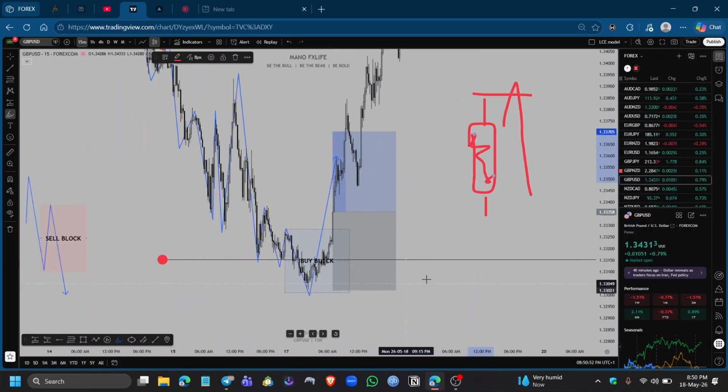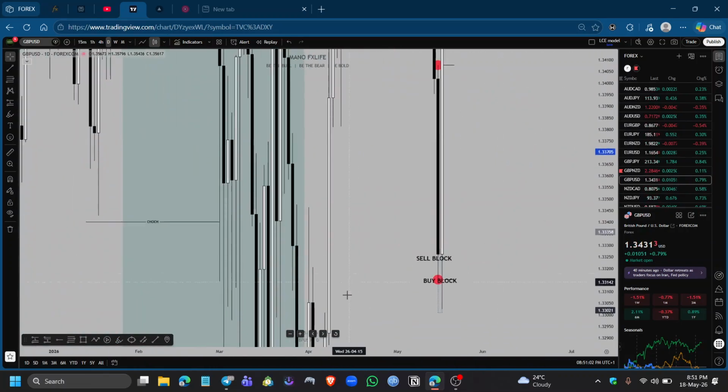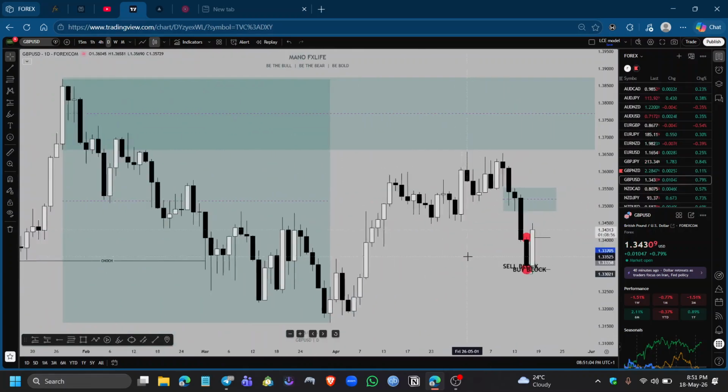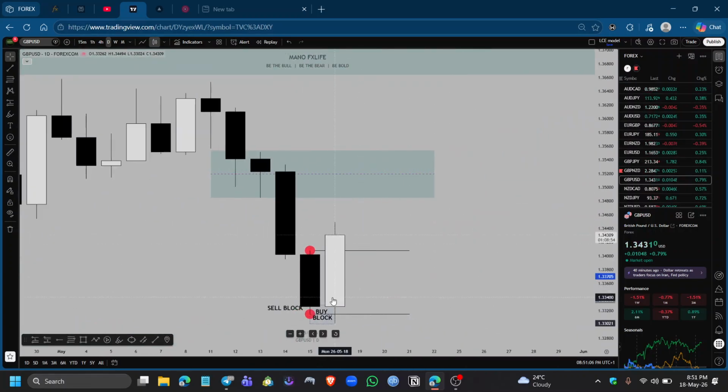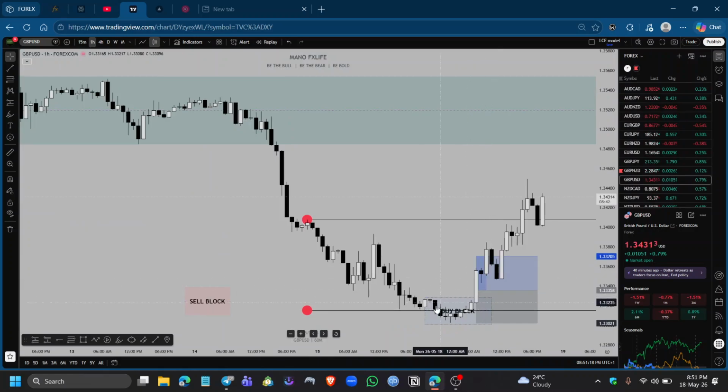This line over here, this black line with the red dot, is the same thing as this line over here. This line that price swept today. So this sweep happened early in the morning, around 2 a.m. thereabout.